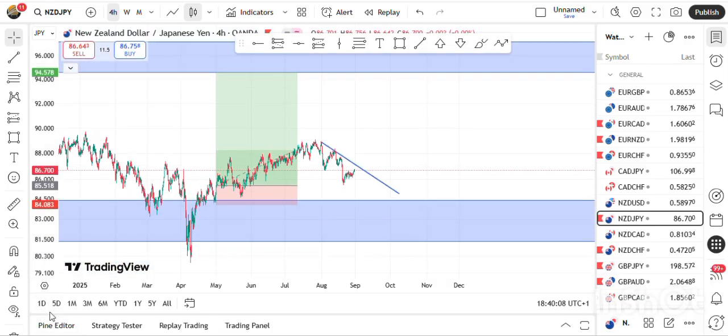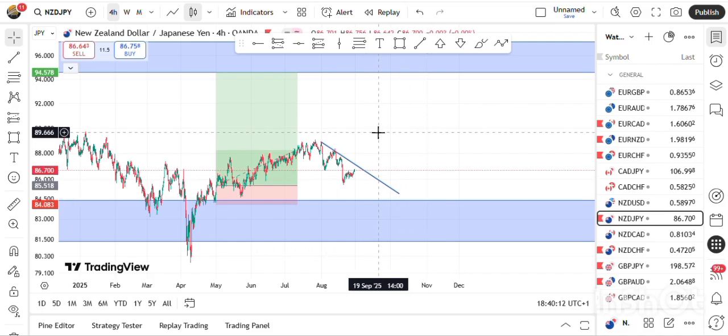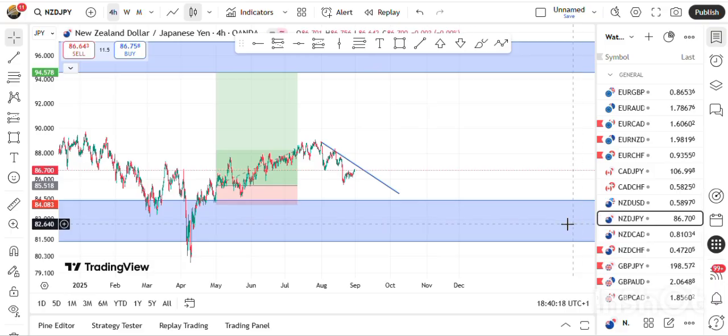And NZD-JPY, I'm not taking any trade on NZD-JPY as well. So let this go. I'll let that go and let's see how that plays. Do I need this? No.